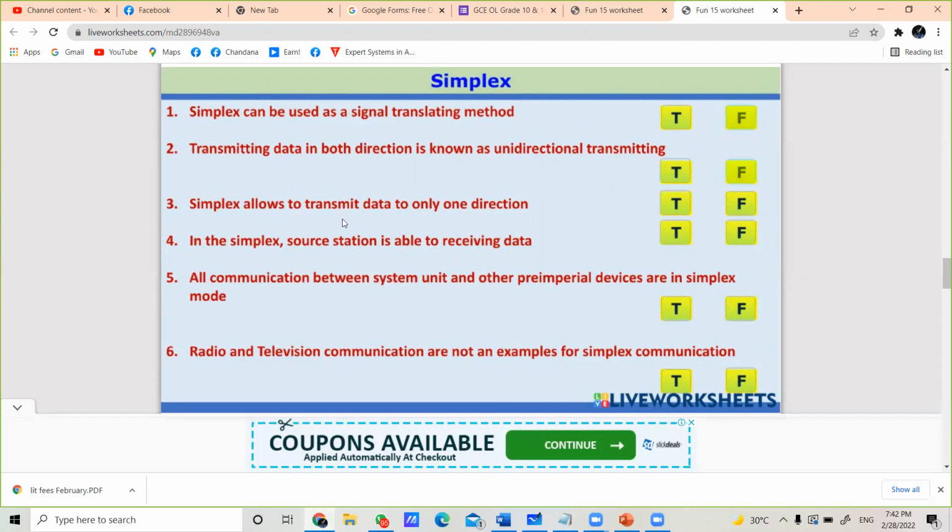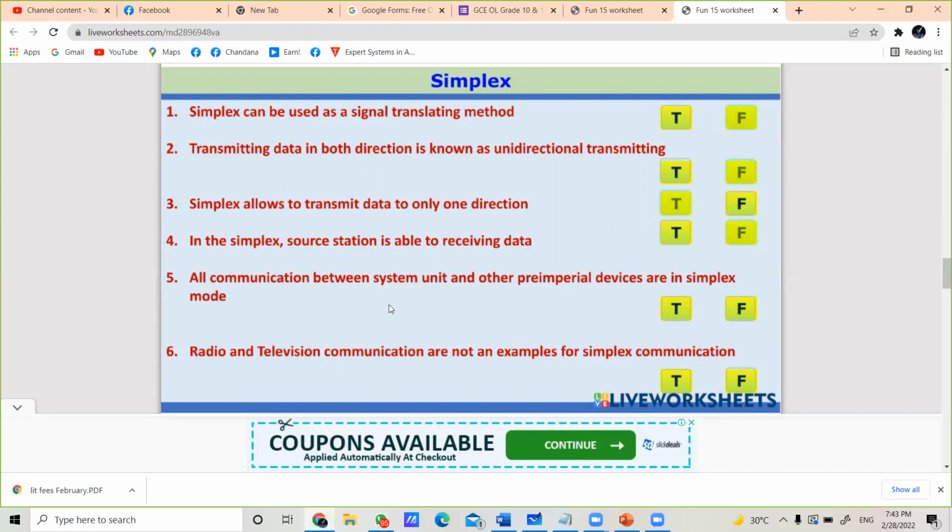Simplex allowed to transmit data in only one direction. Simplex, yes, that's correct. Simplex means they are allowed to transmit only one direction. Therefore, the statement is true. In the simplex, source station is able to receive data. Source station is not able to receive, as I mentioned earlier. The task of the source station is sending the data, not receiving. Therefore, the statement is false.